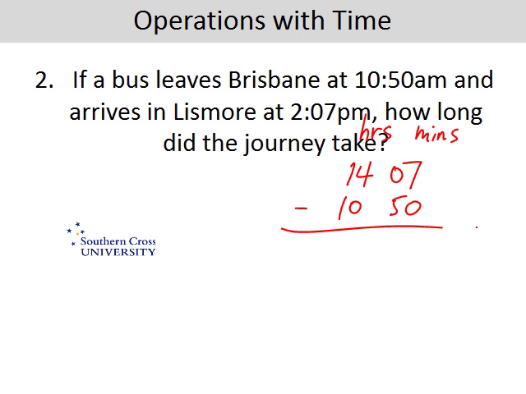Now I'm looking at the minutes in their entirety. 7 take 50 you can't do. You need to borrow an hour. So what we're going to do is borrow 1 hour, which leaves 13 hours here, and we're going to pay it back here. 1 hour trades to 60 minutes, so that will be 67 minutes. Now we can subtract the minutes. 67 take 50 is 17, and 13 take 10 is 3. So basically the journey took 3 hours and 17 minutes.